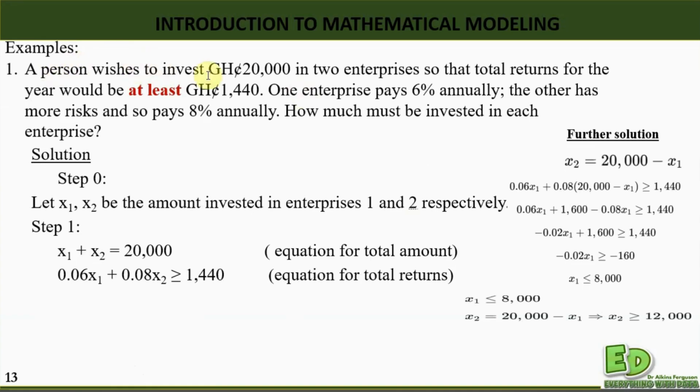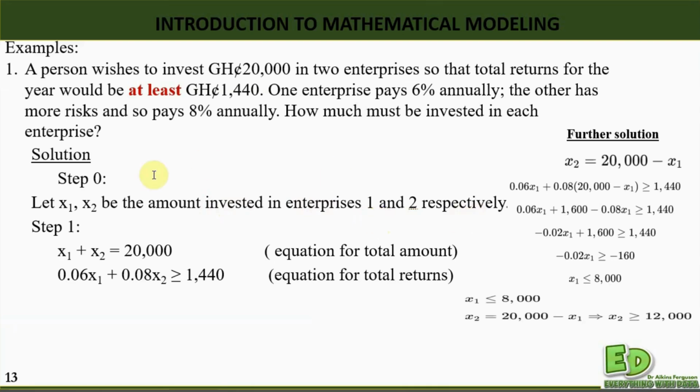A person wishes to invest 20,000 in two enterprises, so the total returns for the year would be at least 1,440. One enterprise pays 6% annually, the other has more risk and so pays 8% annually. How much should be invested in each enterprise? Step one, your decision variable. Let x1 and x2 represent the amount to be invested in enterprise 1 and enterprise 2 respectively.